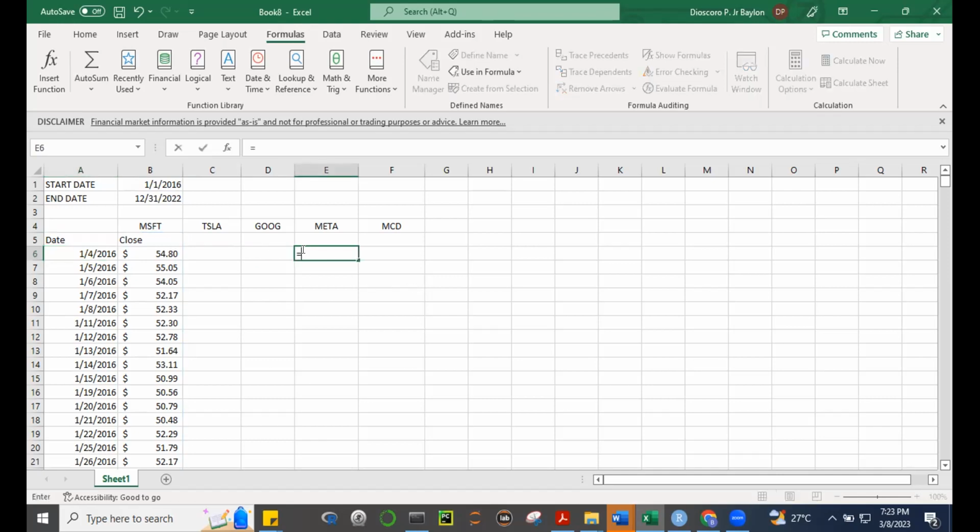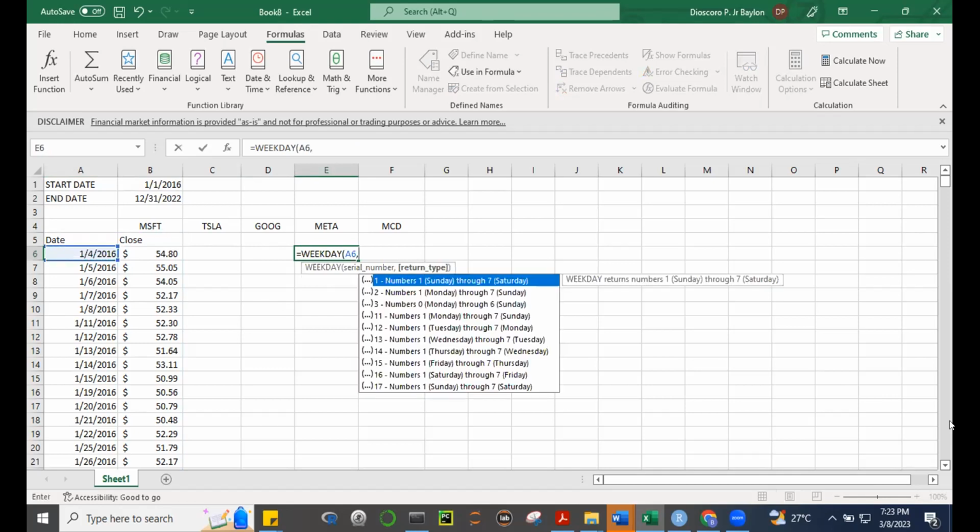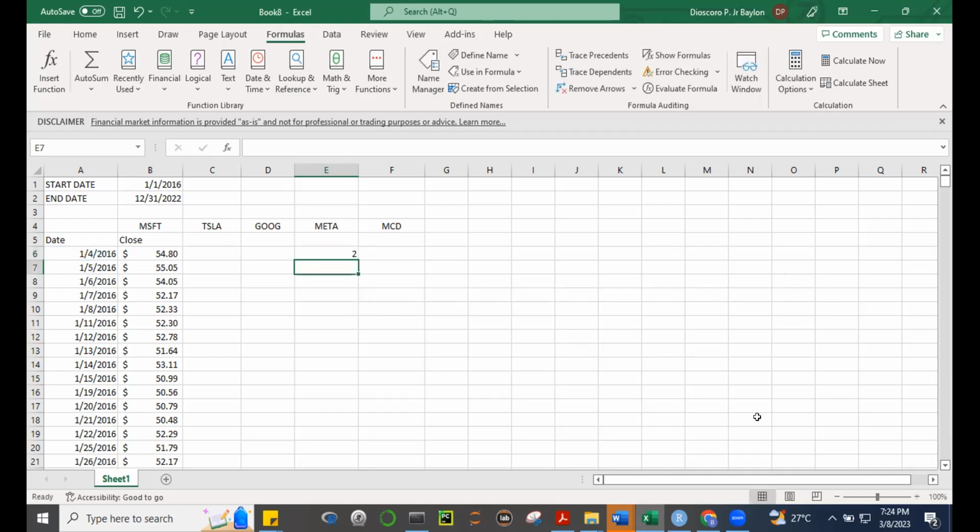Check na natin. Ano ba yung function niya? Weekday of this, and then return type. Okay. Sige, 1. Tingnan ko lang kung anong date to. So, 1 is Monday siya. Tama. Tama yung sabi ko, Monday siya. Okay, feedback please. Were you able to download?